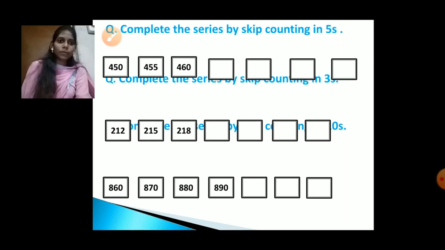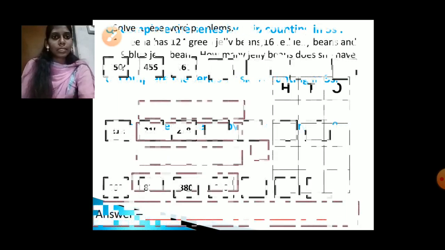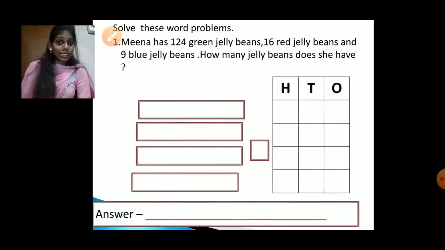Done? Okay. Next, word problem. Remember the steps. Every time you solve word problems, remember the steps. Use your imagination power. Here, read the question. Meena has 124 green jelly beans, 16 red jelly beans and 9 blue jelly beans. Then how many jelly beans does she have? Remember the terms used in addition and subtraction for solving word problems.